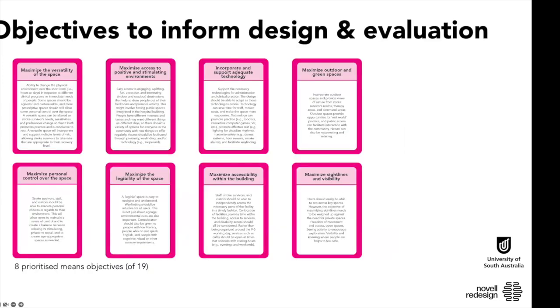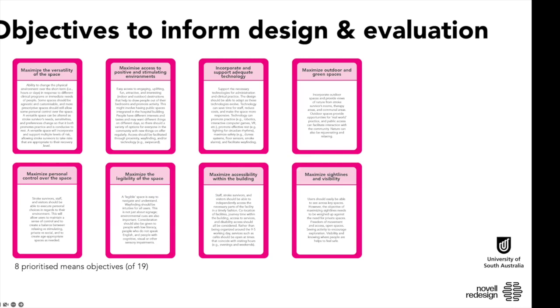As a part of our process, we arrived at 8 prioritized means objectives because 19 is too many to design for. So we worked again with our stakeholder groups to define which are the top 8 that we should be focusing on first. And these were maximizing the versatility of the space. And you can see if you zoom in a little bit, there is a much longer description of these as well.